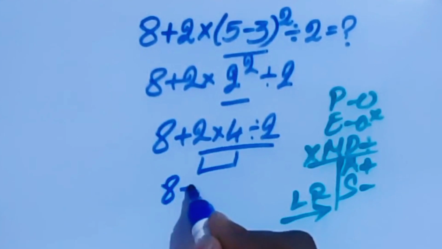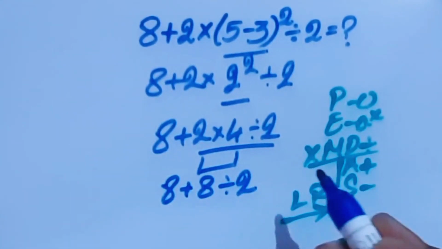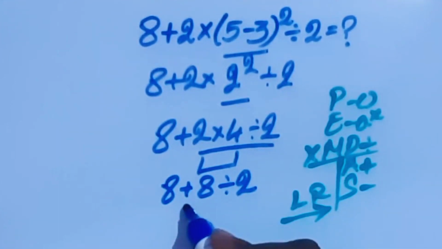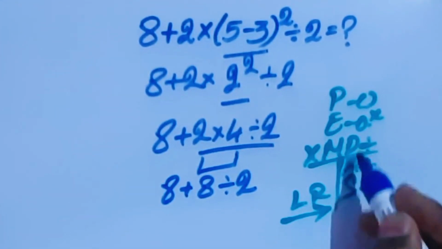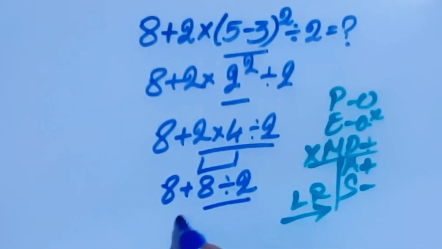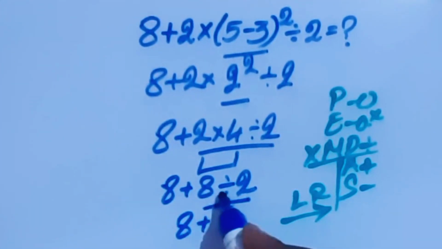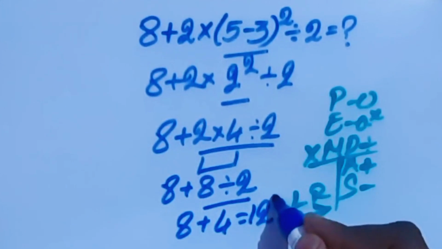So 8 plus 2 times 4 is 8, divided by 2. Here we have addition and division. Here division is higher priority than addition, so we have to do this division before the addition. So 8 plus 8 divided by 2 is 4. Here 8 plus 4 is 12, which is the correct answer.